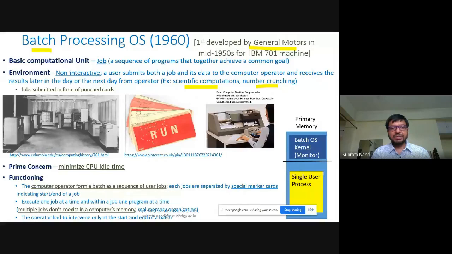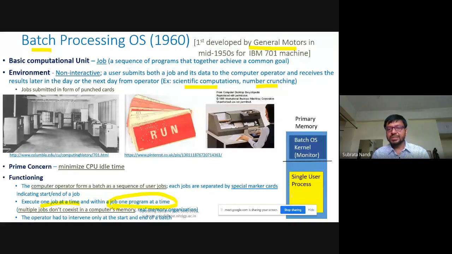So here the basic idea is to execute one job at a time, and within one job one program at a time, and that is very important. So the notion that multiple processes or multiple program codes will be simultaneously existing in the RAM never existed in those primitive systems.